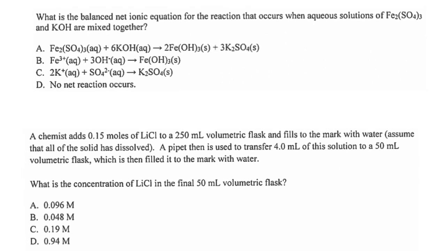What is the balanced net ionic equation for iron 3 sulfate and KOH mixing? So the reaction that might take place would be a metathesis. Even though I do have KOH as a base, Fe2(SO4)3 doesn't look like an acid. So I'm probably thinking metathesis, an exchange of the ions, and does something become insoluble?